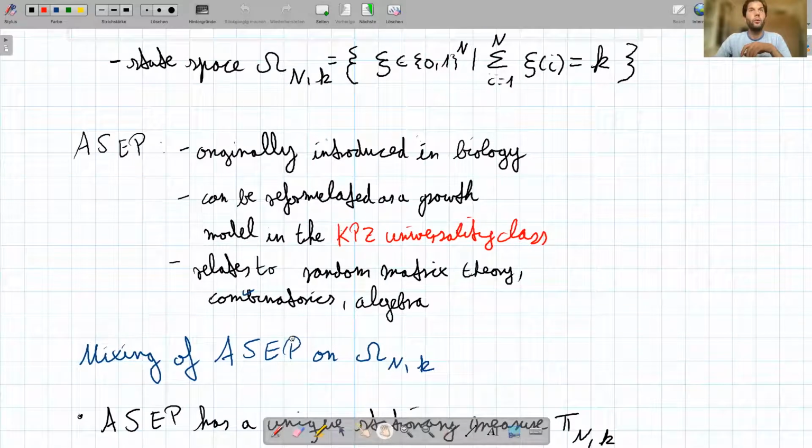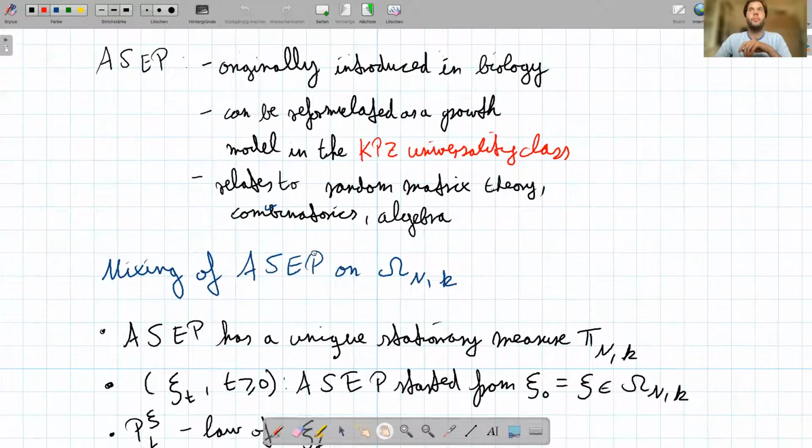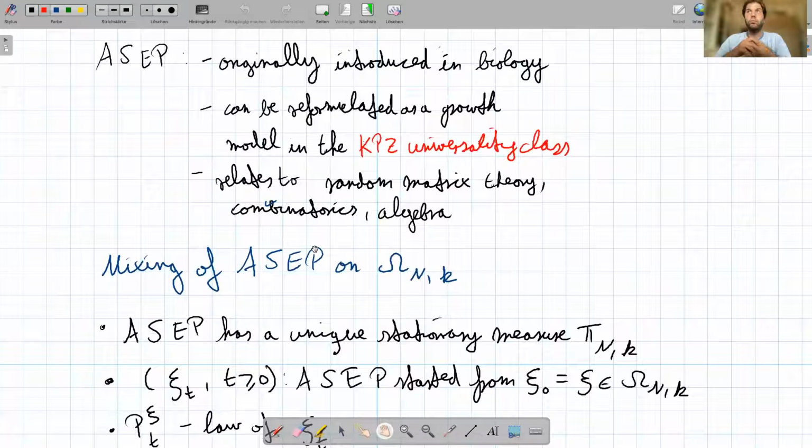This model ASEP was initially introduced in biology to model proteins. It can also be reformulated as an interface model, as a growth model, and as such, it belongs to a large class of models which form the so-called Kardar-Parisi-Zhang or KPZ universality class. And as will also appear in this talk, ASEP is closely related to random matrix theory, to combinatorics, and to algebra.